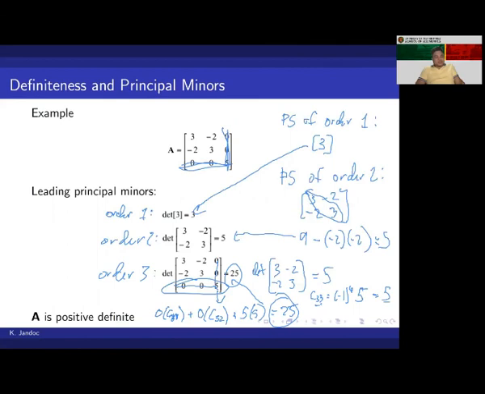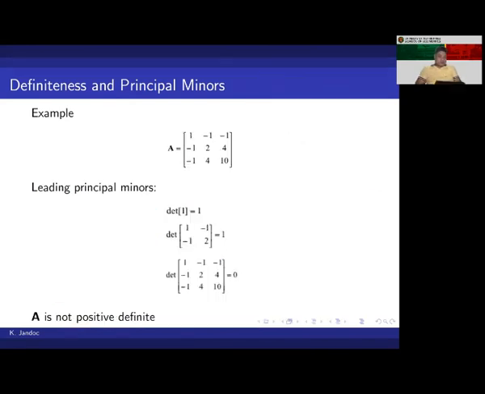So what do you notice? The first leading principal minor is 3, it's positive. The leading principal minor of order 2 is 5, which is positive also. And the leading principal minor of order 3 is 25, also positive. So what does the theorem say? When all the leading principal minors are positive, then the matrix is positive definite. Great. So let's go to another example.